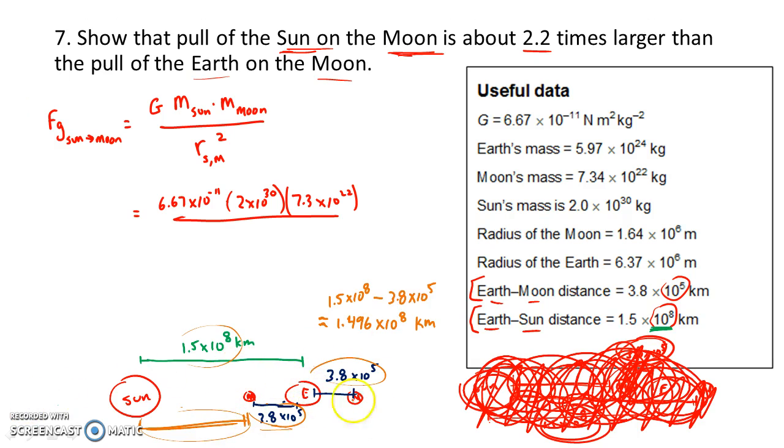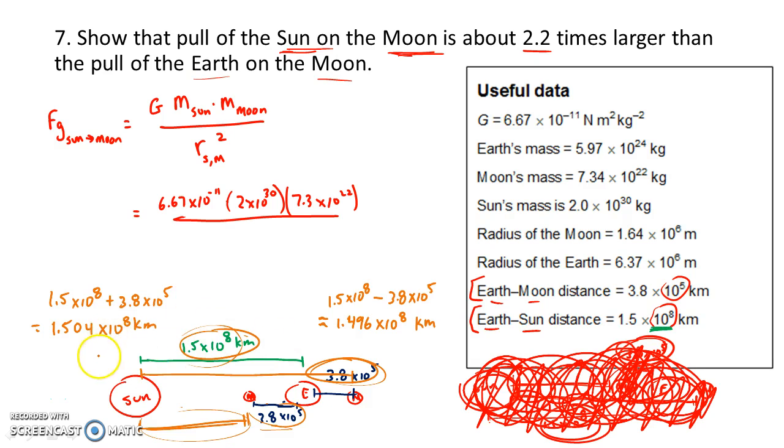And the maximum distance it can be is 1.5 times 10 to the power of 8 plus 3.8 times 10 to the power of 5. I have to add these two values together to find this total value. If you were to put that in your calculator, you would get 1.504 times 10 to the power of 8 kilometers.